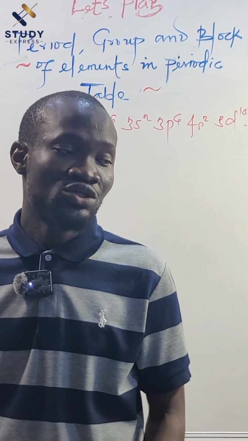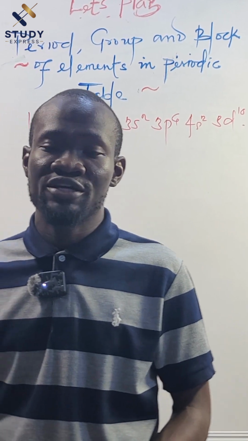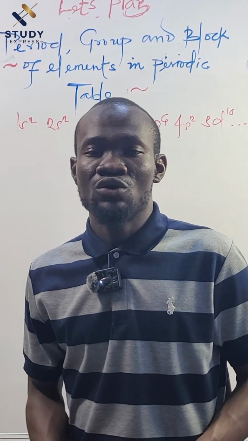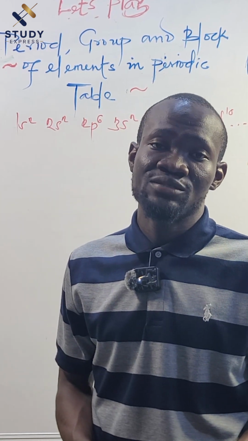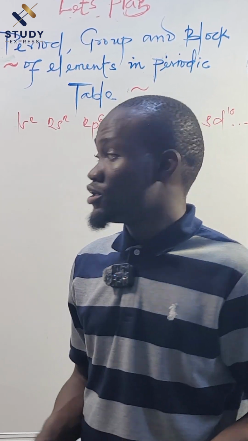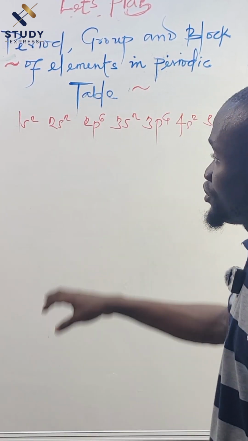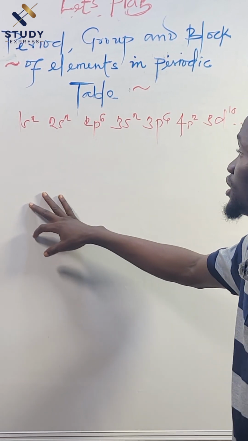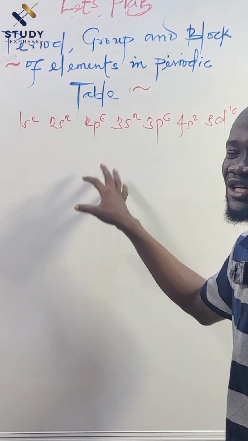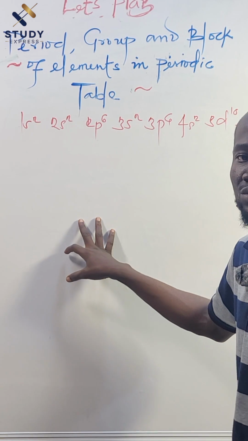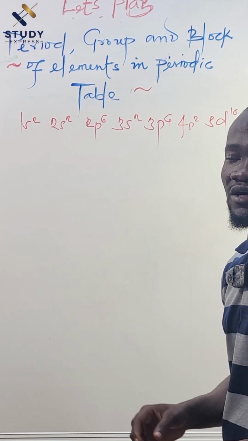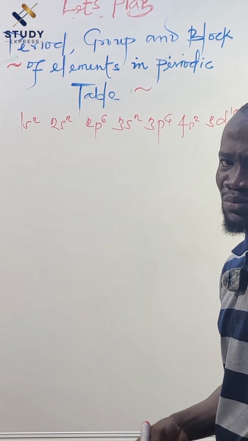Good everyone. So we're going to continue from our previous class. Here we're going to learn very important tips on how to get the period, the group, and the block of elements in the periodic table. To start with, do not forget this is what we call our electron configuration, and I showed you this in our last class. So how can I use this to determine the period, group and block of an element? Let's take one example.